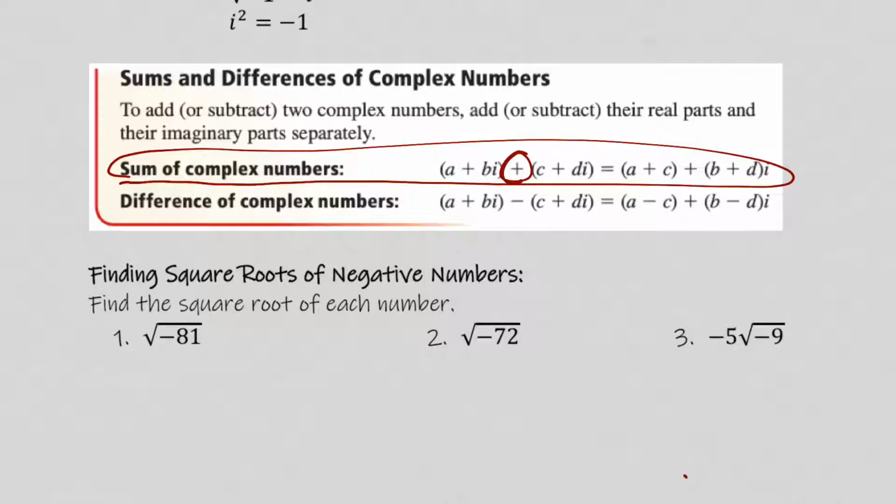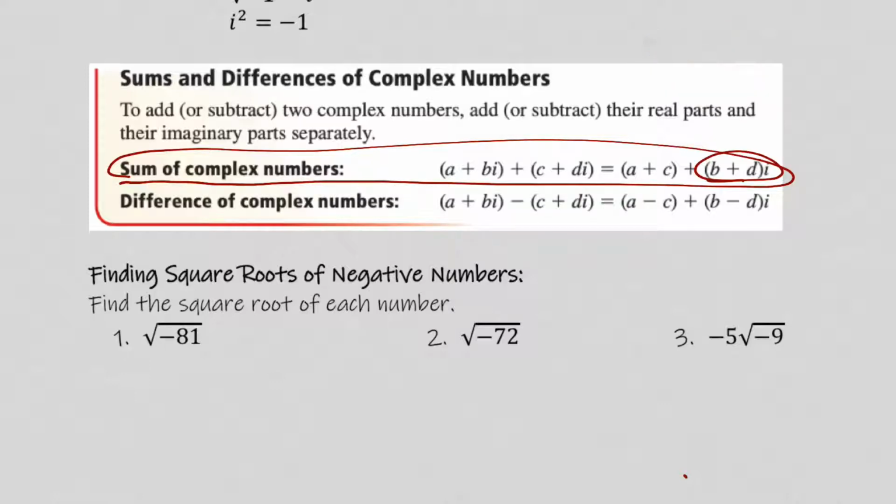So we take our real numbers, our a and c, and we add them together. The symbol between the two was a plus, so we're going to leave that plus there. And then we take b and d and add them together and put them in front of i. It's the same thing as if you were to add 3x plus 2x. You add these numbers in front and you leave the x, so it'd be 5x. Okay, it works the same way with i. You can just treat i as a variable.